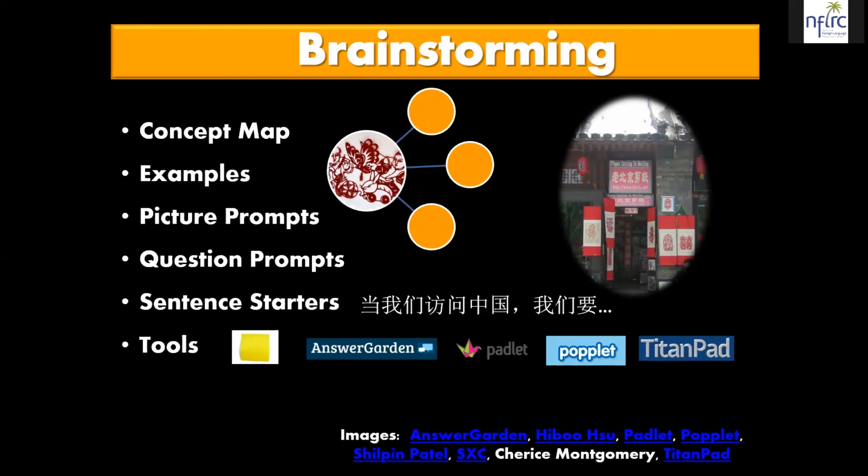So as we're asking students to complete these different tasks, we want to think about what it is that they have to do and what are the ways I could have them do it. So if I'm asking them to brainstorm, they could use a concept map. I could provide examples to scaffold. I could provide picture prompts or question prompts to scaffold. I could give them sentence starters, or I could have them use technological tools that would help structure the brainstorming process.